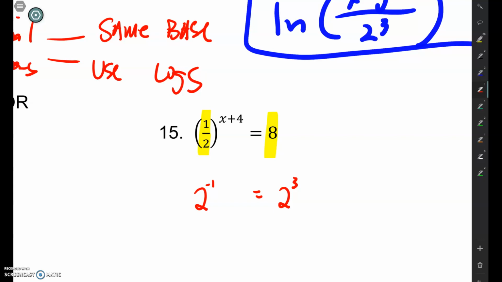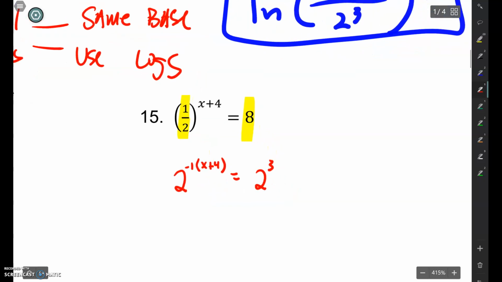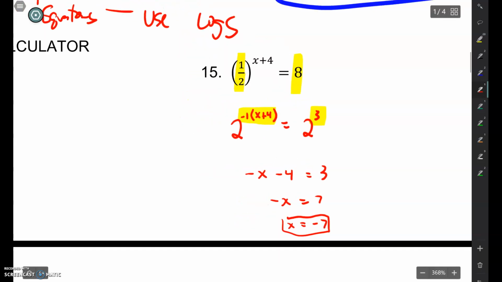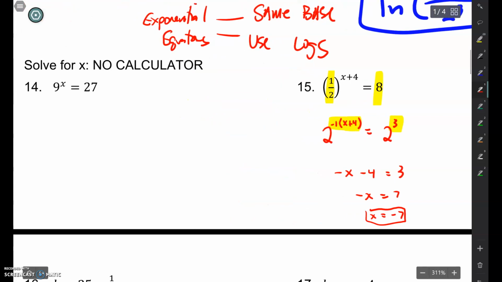So what I did is I just rewrote 1/2 as 2 to the -1, and then I'm still going to have my other exponent that was there. We now officially turn this to the same base. We can now, to solve for x, just look at the exponents. If you can ever get it to the same base, then you can just literally solve from there, right? Booyah, -7. So go ahead and try that with number 14.